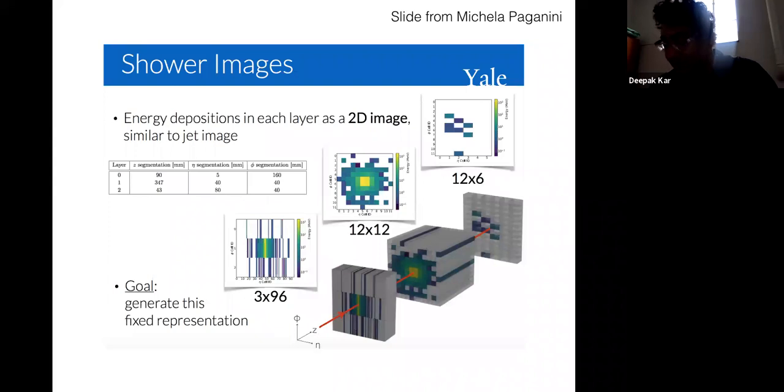I think I'll skip that. So for the actual detector simulation, it is essentially a shower of particles in different layers of the detector. And they use jet images, and they use GANs.